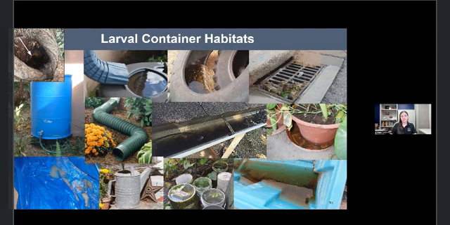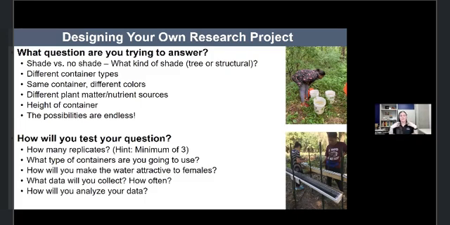So when you're thinking about designing your own research project, there's some things you need to think about. So these are for the interns, you guys have to think about what you're going to do, what you're going to study. So here's some different types of questions you can try to answer. So that's the first thing you want to do. What am I trying to figure out?